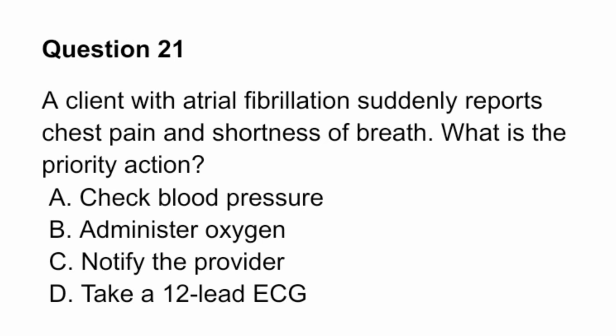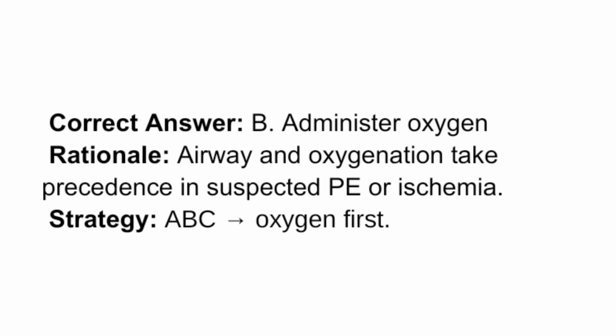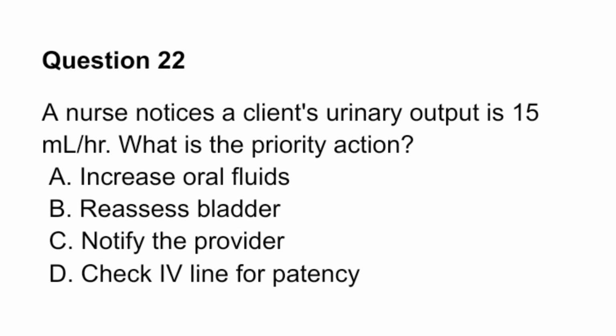Question 21. A client with atrial fibrillation suddenly reports chest pain and shortness of breath. What is the priority action? A. Check blood pressure. B. Administer oxygen. C. Notify the provider. D. Take a 12-lead ECG. Correct answer, B. Administer oxygen. Rationale: airway and oxygenation take precedence in suspected PE or ischemia. Strategy: ABC, oxygen first.